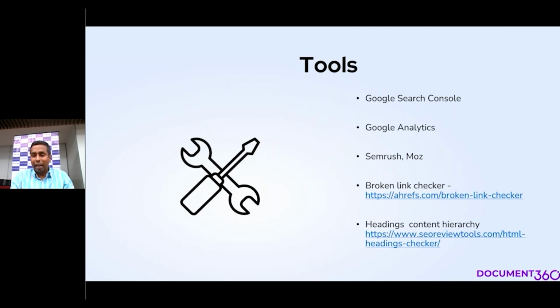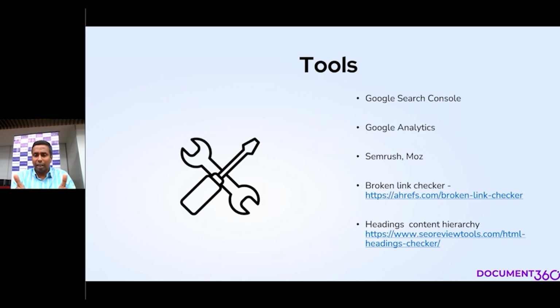Second is Google Analytics. It helps you gauge user engagement, how much time they spend, what the bounce rate is, what kind of customer behavior happened, and how they are navigating your knowledge base site. You can get that from Google Analytics. SEMrush and Moz are mostly for your market research: what's the search volume for a particular keyword around the globe, or for a particular region? You can do that using SEMrush and Moz.